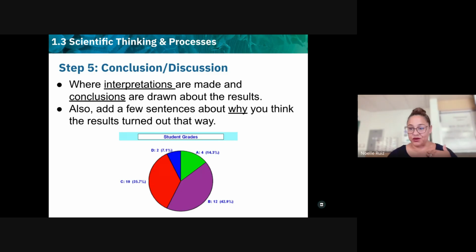We obviously don't know. This is just an example. Why didn't anybody get an F? So we add a few sentences about why you think the results turned out the way that they did. Why did only 4 people get an A? Is it that hard, but it's not hard enough for people to fail? We don't know. But in this section would be the description for why.